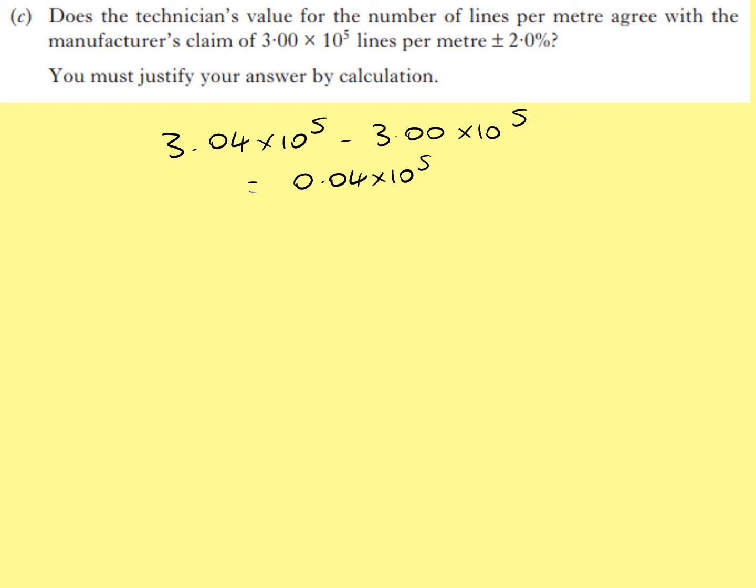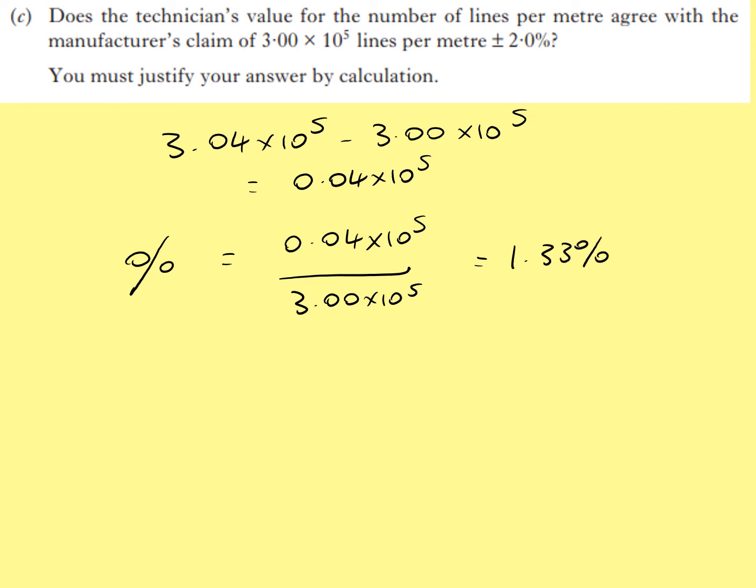We then work out what this value is as a percentage of the manufacturer's claim. So the percentage is equal to 0.04 times 10 to the 5 over 3.00 times 10 to the 5, and that works out to be 1.33%. So 1.33% is less than 2%. Therefore, we can say the technician's value does agree.